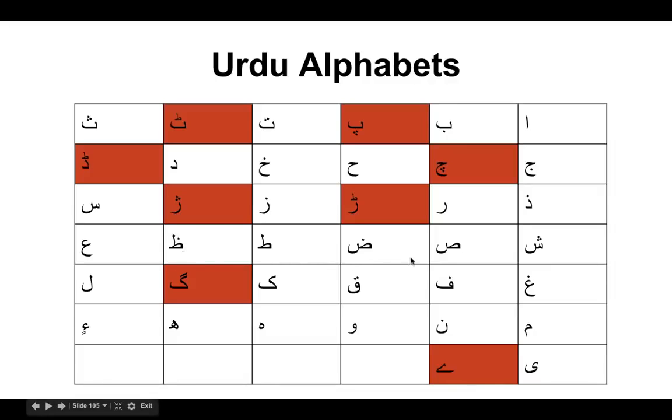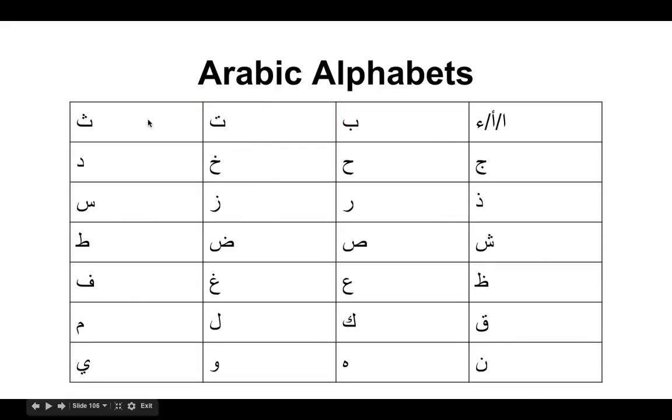And this is Zwa and Dod, and this is Zal, and this is Zal, Dod, and Za. So different sounds, different meanings, different words. So we have to practice on that. So coming to Arabic alphabets, we have 28 alphabets.